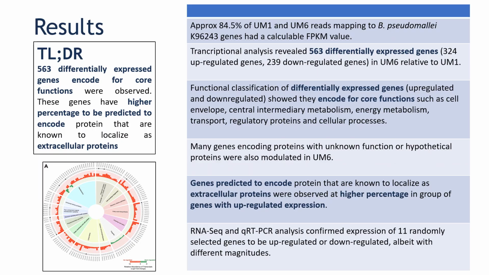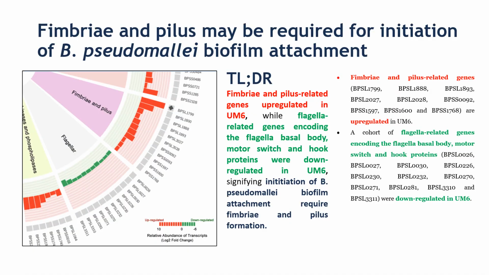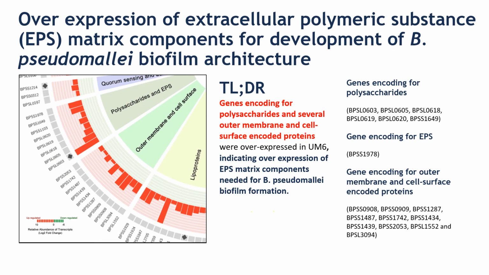For the results, the research discovered that there are 563 differentially expressed genes that encode for core functions, and these genes have a high percentage of being predicted to encode proteins that localize extracellularly. So, what are the genes that have been upregulated? Genes related to flagella and pilus were upregulated. Genes that encode for polysaccharides and outer membrane cell surface proteins were also upregulated because they also produce EPS.